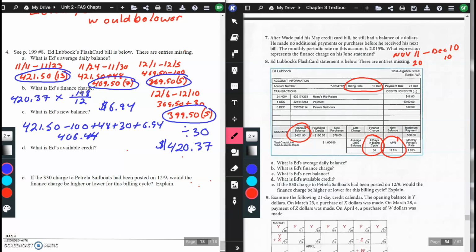His available credit: if you look on your statement, you have a total credit limit of $1,000. So $1,000 minus your balance of $406.44 gives you an available credit line of $593.56. It also says, if the $30 charge to the sailboats had been posted on 12/9, would the finance charge be higher or lower? On 12/9, it would be lower, because again, your average daily balance is lower.